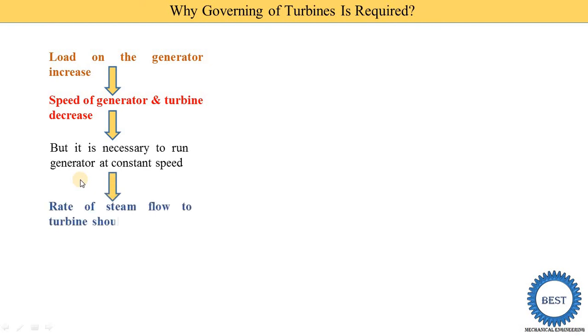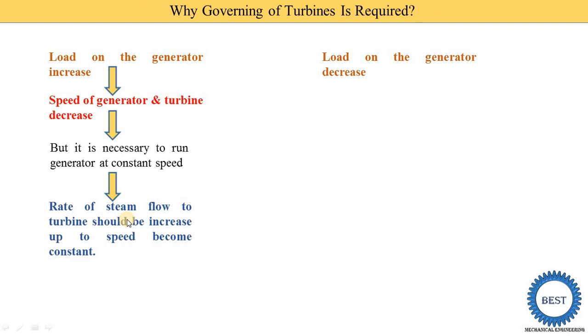We need to supply more steam, meaning the rate of steam flow to the turbine shall be increased until the speed becomes constant. When the load is increased, the speed of the turbine decreases, and again the speed is increased by increasing the mass flow rate of steam.